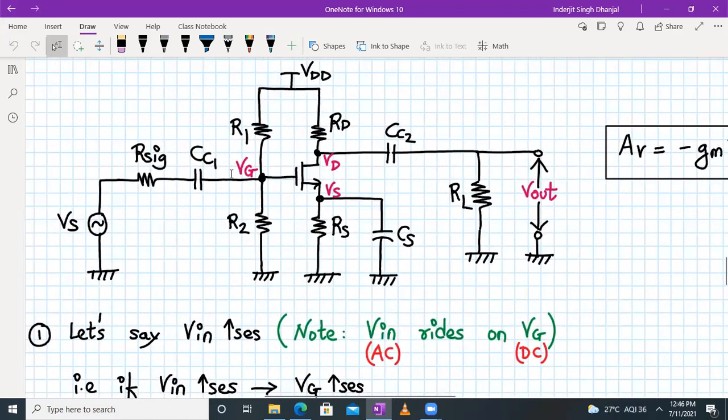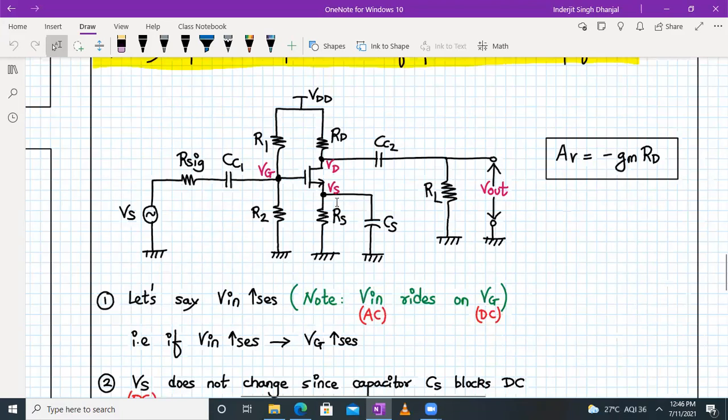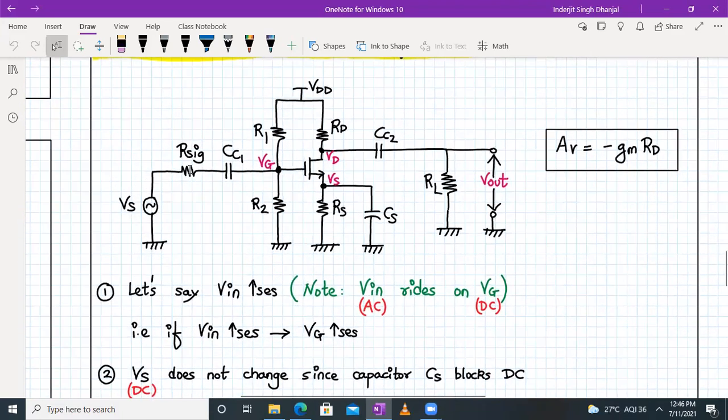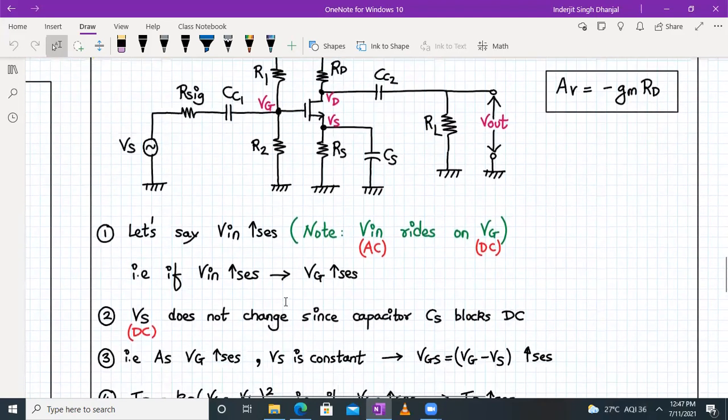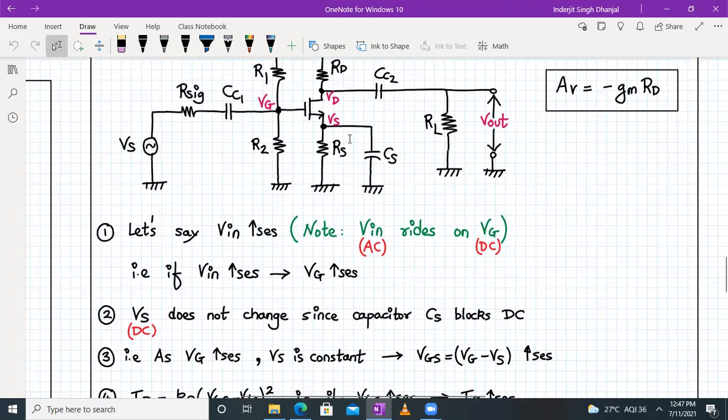Let us mark the voltages as VG at the gate terminal, VD at the drain terminal, and VS at the source terminal. Now, let's say that Vin increases. Vin is nothing but your input source. If you see carefully, your Vin rides on the VG. By the time your input Vin reaches the gate terminal, we have both AC and DC quantities. So when we say Vin increases, we say VG also increases. And your VS voltage does not change.